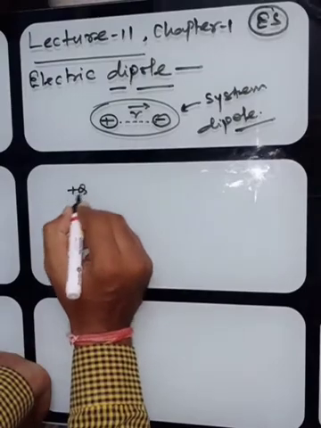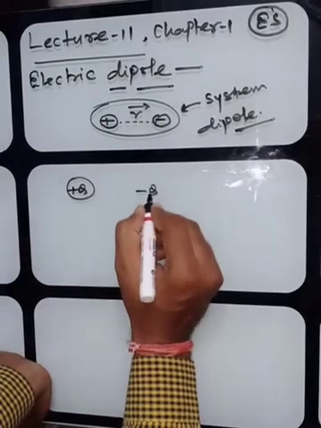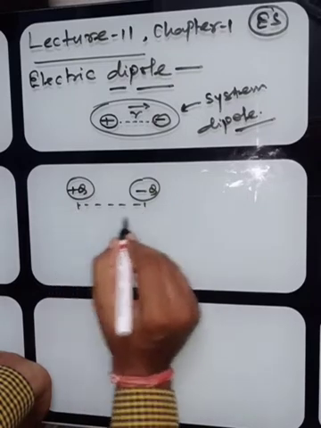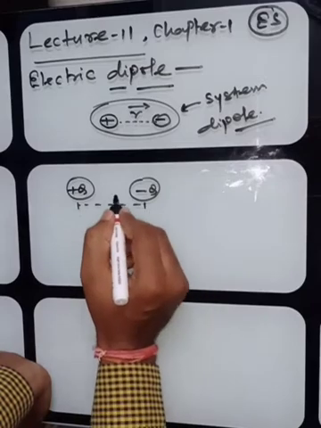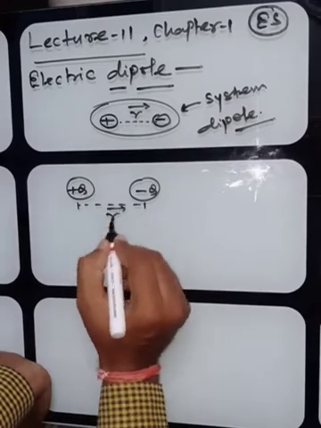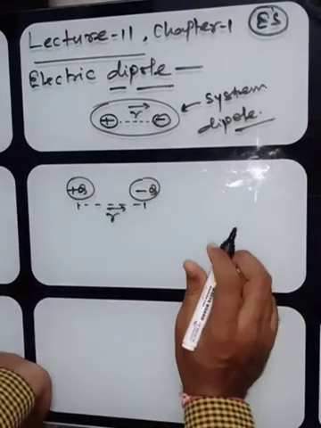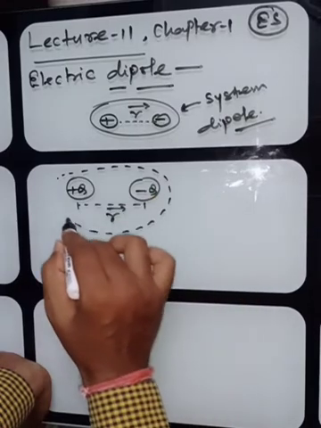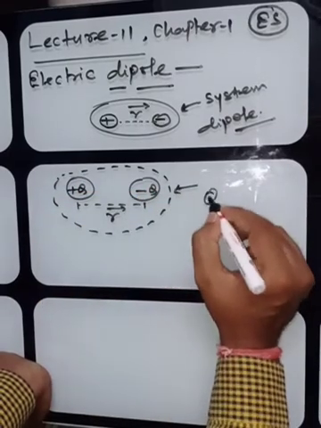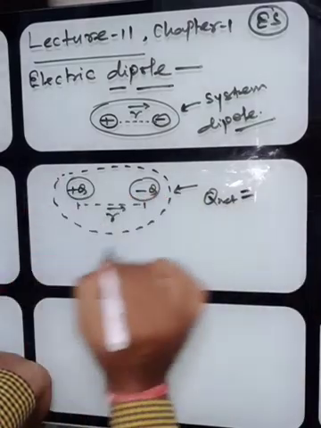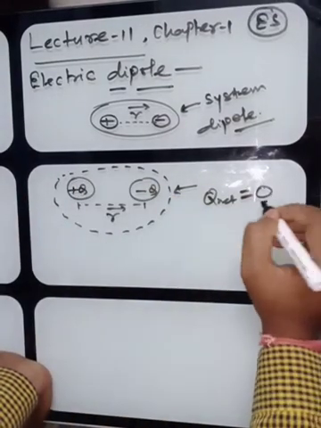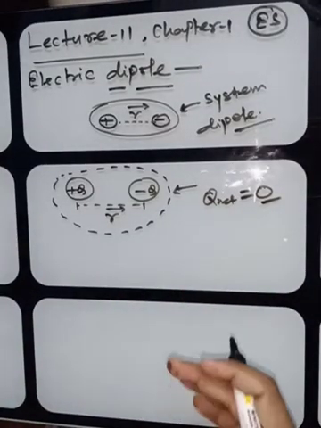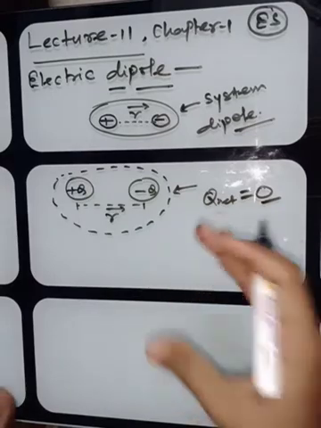If it is plus q and minus q, the two charges are separated by a very small vector distance. Here the centers of mass are separated by a very small distance r, and the system is called an electric dipole. Suppose I ask what will be the net charge of this system, what will be the answer? The answer is 0. Of course, for a dipole, the net charge must be 0.